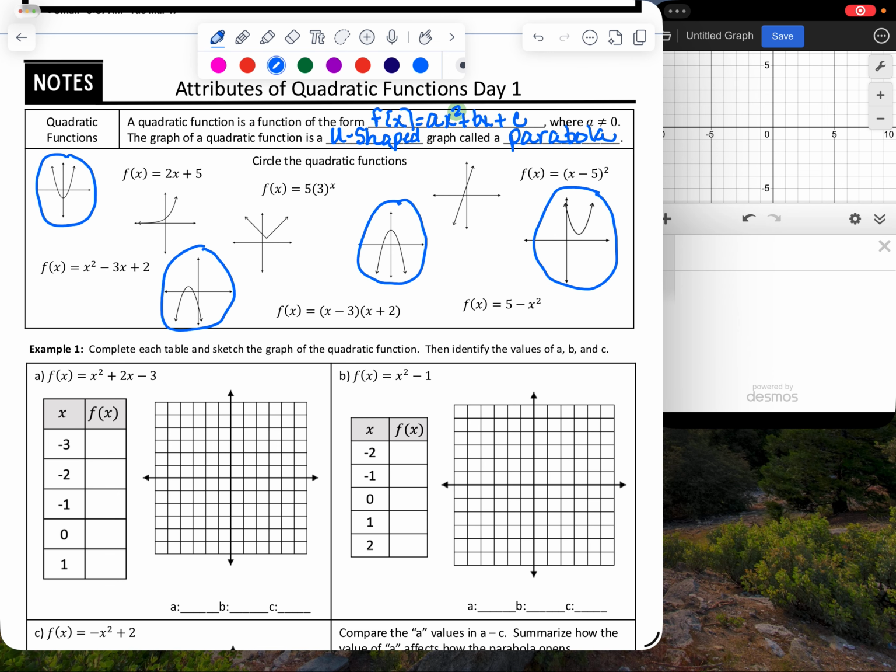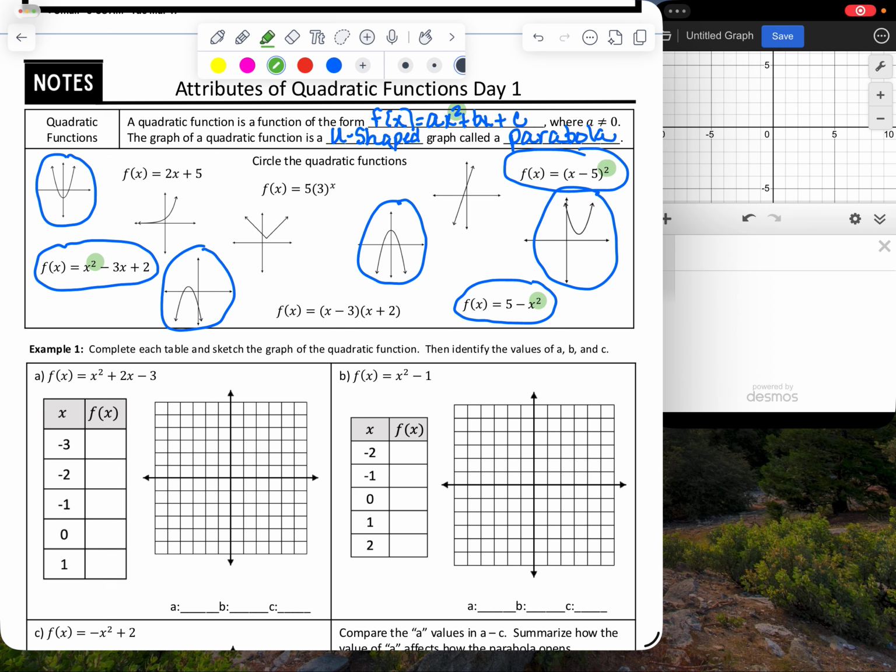Now, let's look at our equations. Pause the video and circle all of the equations that you think might be quadratic functions. All right, welcome back. Let's see how you did. I circled this first function, f of x equals x squared minus 3x plus 2, because it had that power of 2 on the x squared. I also circled this function here because it had a power of 2. I circled this function because of the power of 2.